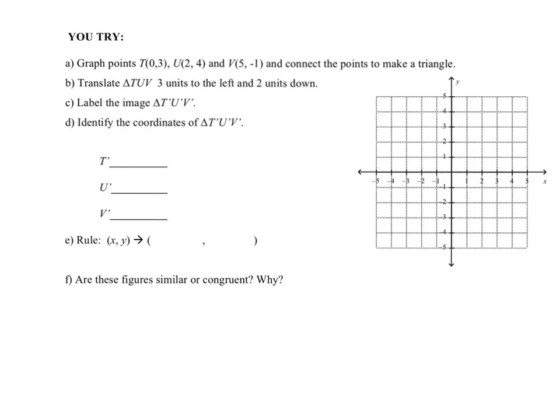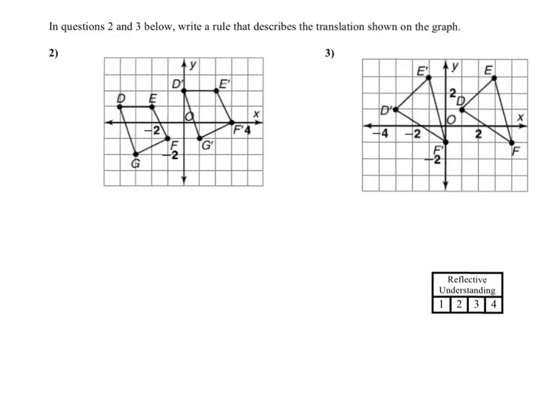So now what I'd like you to do is number 1 in the U-Try section, complete letters A, B, C, D, E, F. I would also like you to do problems 2 and 3, where you are writing the rule that describes the translation shown on the graph. We will discuss this in class.